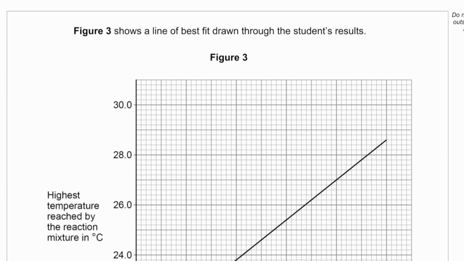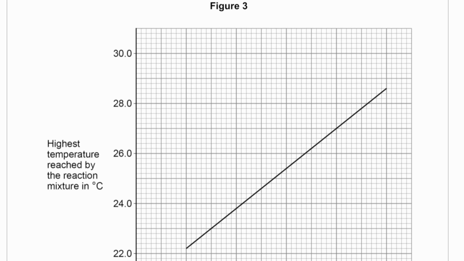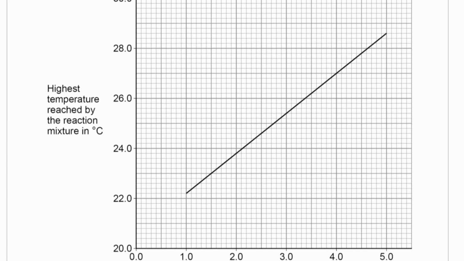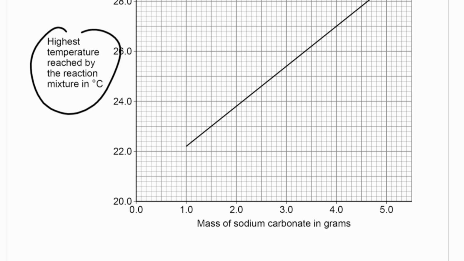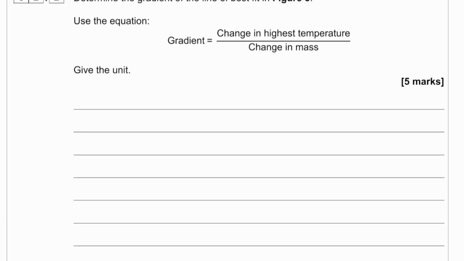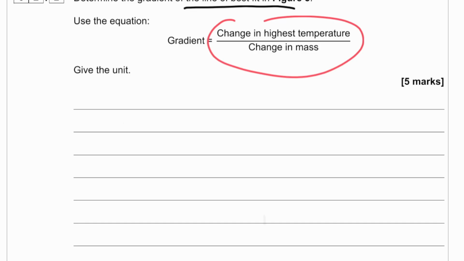So on the next page, you can see figure 3 shows a line of best fit drawn through the student's results. So you've got highest temperature reached on the y-axis and the mass of sodium carbonate on the x-axis. And 2.2 is basically using that graph. So determine the gradient of the line of best fit in figure 3. And it's actually helpfully given us the equation. The gradient is the change in highest temperature over the change in mass. So we can do that here.